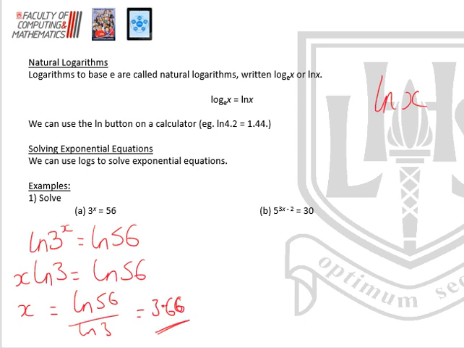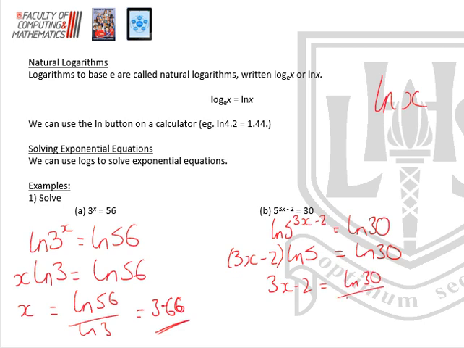In part B as well, same idea. We've got our x's in the power, so we're going to take a natural log of both sides. So ln 5 to the power 3x minus 2 is equal to ln 30. Then the power can come down the front. So it's 3x minus 2, which will have to be in a bracket now because all of that's multiplying by ln 5, is equal to ln 30. So 3x minus 2 is equal to ln 30 over ln 5. So add 2, divide by 3. So x is going to be ln 30 over ln 5, add 2, all divided by 3.